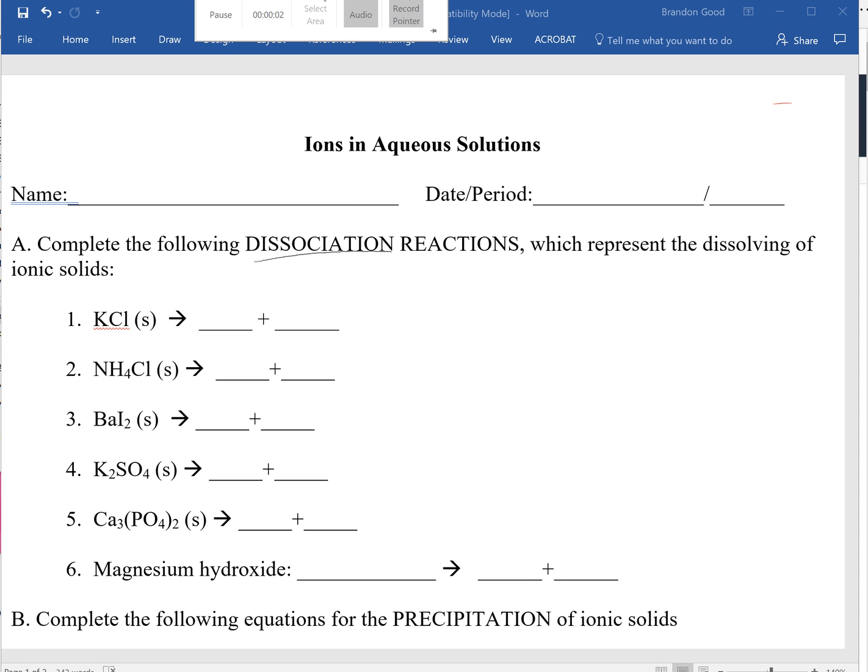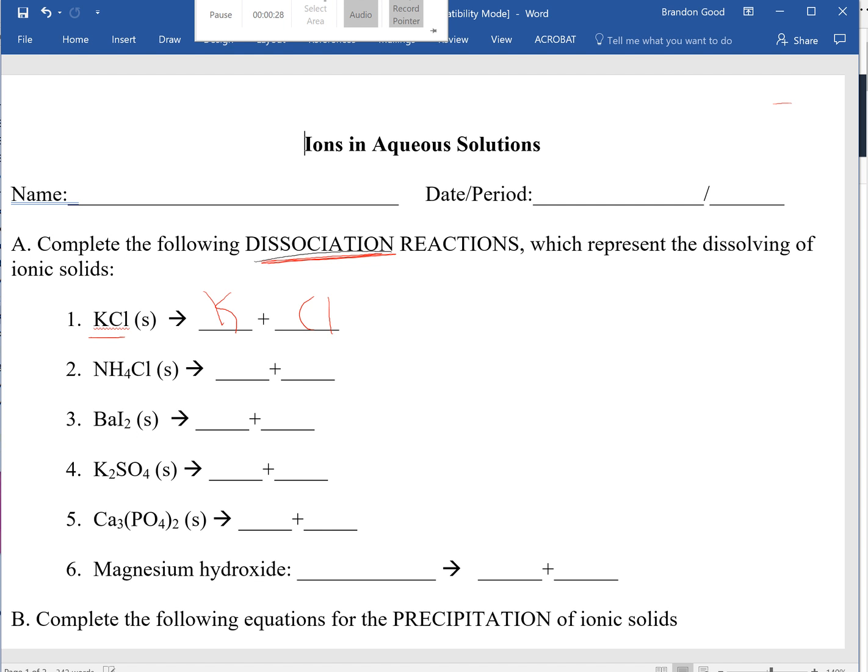Okay, so for today, your homework assignment, ions and aqueous solutions. Section A, those are all dissociation reactions. Dissociate means to separate yourself. So what's going to happen is when you place an ionic compound in solution, it's going to break apart into its respective ions. So for example, the first one, we have KCl. The K and the Cl are going to separate.